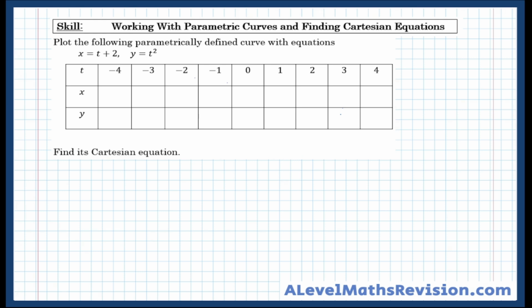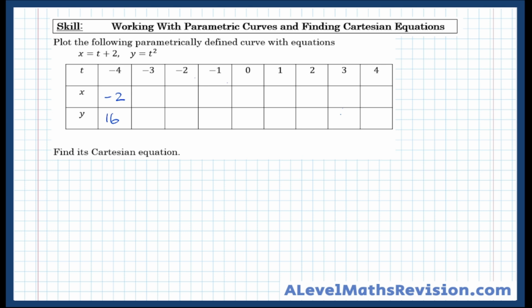So in order to plot a curve, we choose values of t and see what x and y coordinates they give. So if we fill out the table now, which gives us values of t to use, we can find x and y coordinates associated with those values of t. So if x equals t plus 2, minus 4 plus 2 is minus 2, and minus 4 squared is 16. And we can carry on doing that.